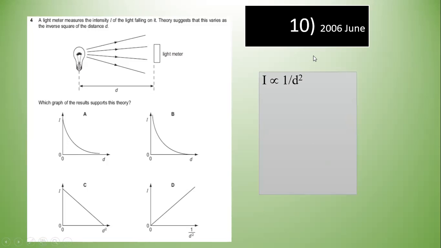So write out what is given. You should be able to read the question, inversely proportional, and rewrite it as an equation. Then compare to the equation of a straight line, make it into a straight line. We plot I versus 1 over d square. So your answer is D. This is 1 over d square.